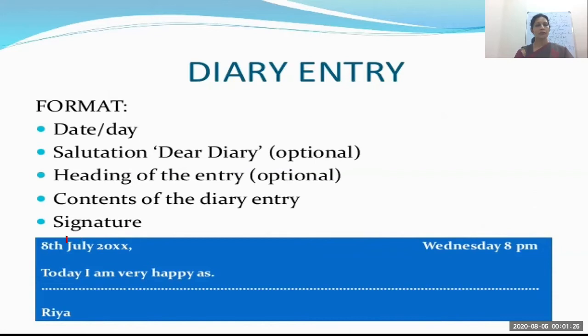So see here, date should be written in this way, 8th July 2019 or 2020, whatever year you would like to mention. Then Wednesday is the day, this is date, this is day, then this is the time. Time should always be mentioned at night time, so you should mention it with PM. Today I'm very happy as. This way you should write, this is the opening line, or we can say the introductory statement. And in the format, children, all these things we should cover.